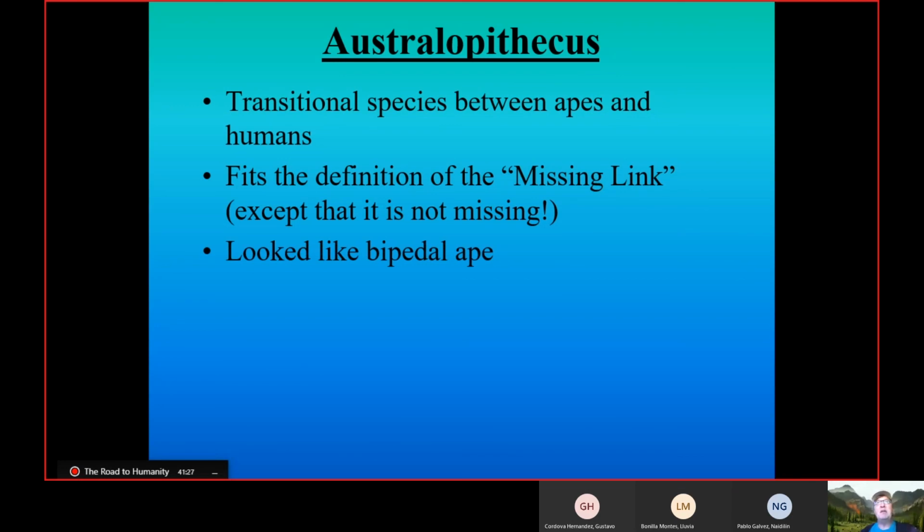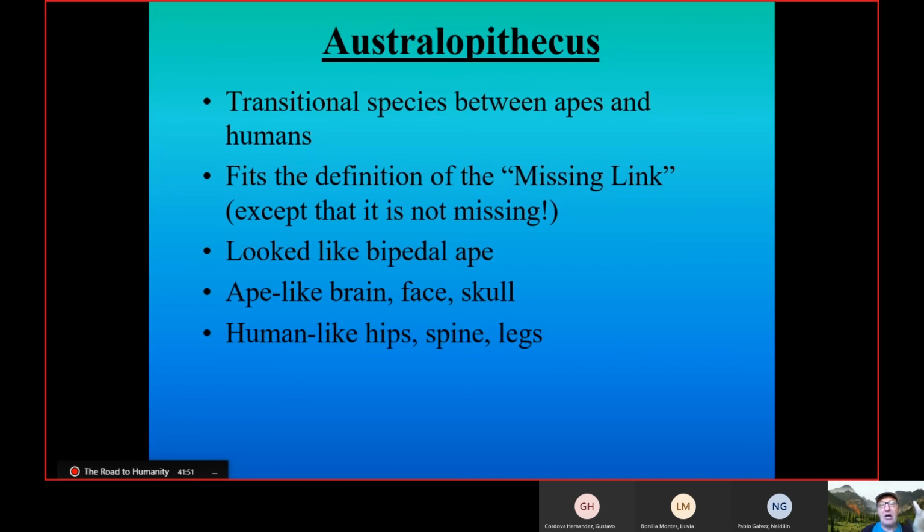They looked like a bipedal ape. So I want you to imagine a chimpanzee walking around on two legs, but being comfortable doing it all the time. So we had to change its body a little bit to make that happen, but it still had a relatively small skull, still was probably quite hairy. Its head basically was like an ape, but its body was like a human.